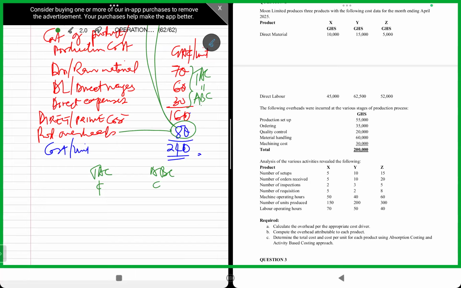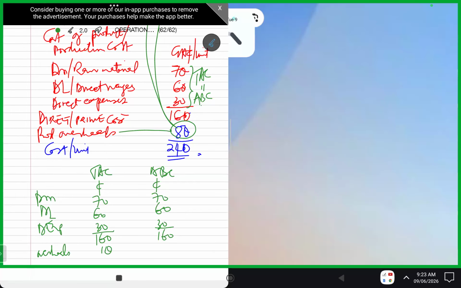I can have the same direct material, which will be 70 here, 70 there. Direct labor or direct wages, which will be 60 here, 60 there. Direct expenses, which will be 30 here, 30 there. So in total, I'm going to have 160 here, 160 here. But when it comes to the overheads, mostly the production overheads, the traditional absorption cost can have an overhead of 10, and activity-based cost can have an overhead of 50.